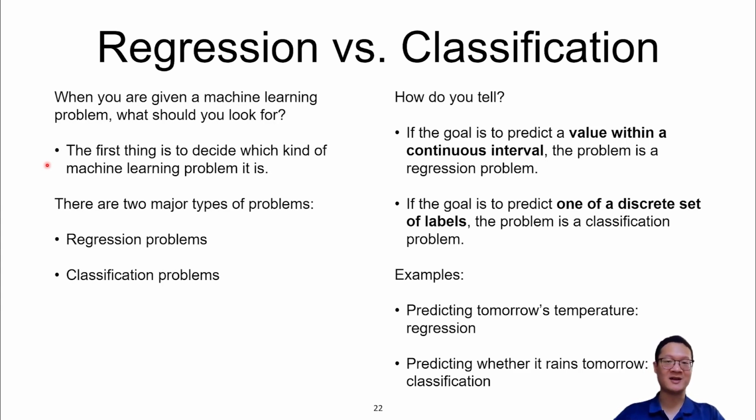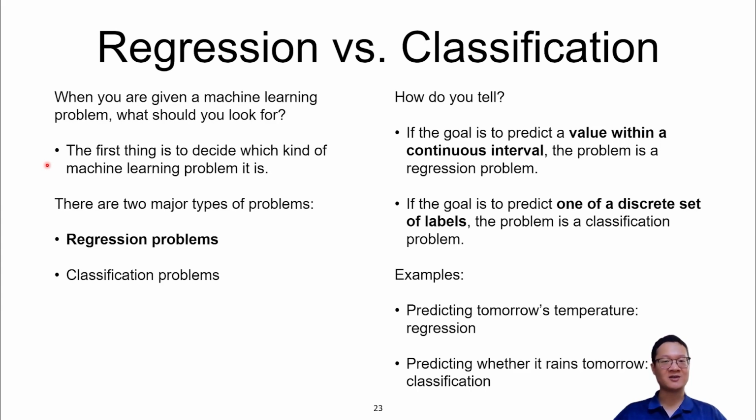For robotics, which is my area of research, sometimes we try to predict where the robot should go next, so that's regression. But sometimes we fix several options for the robot to move to. So we give the robot a discrete set of choices, and then we try to predict one of them. So that's actually a classification problem.